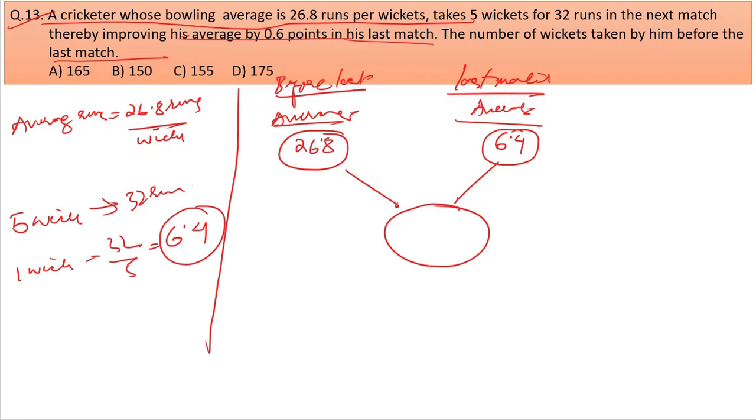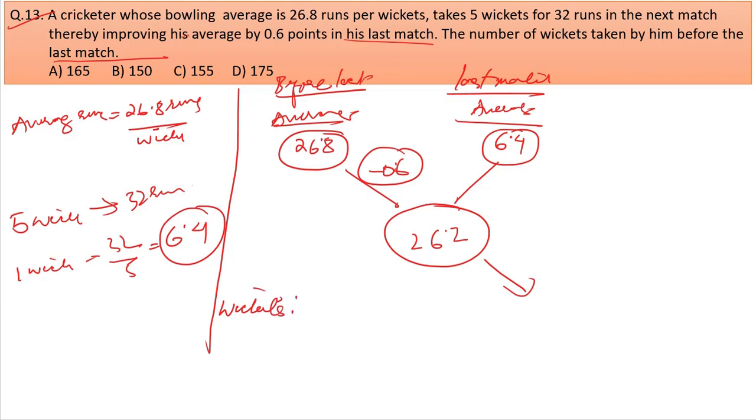His bowling is improving, so the runs will be decreasing by 0.6 here. That means 0.6 means 2 6 2, and then the difference, that is the wickets ratio, we have 0.4 and then 6. 0.6 we have here, and here we have 19.8. After cancelling we have 33 here, and then here we have 1 here.